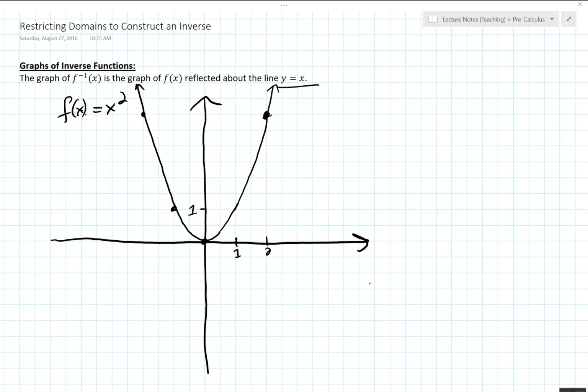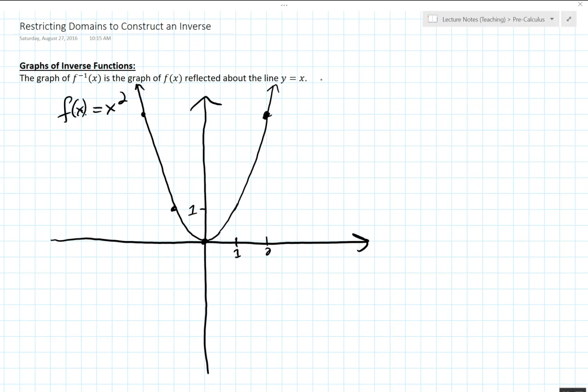Hi everyone, welcome back, and we are looking now at restricting domains to construct inverses because we have functions like x squared and square root of x that we think should be inverse functions but are not. So can we kind of correct for this feature a little bit? We're going to see the answer is yes, and we have to talk about graphs of inverse functions first.